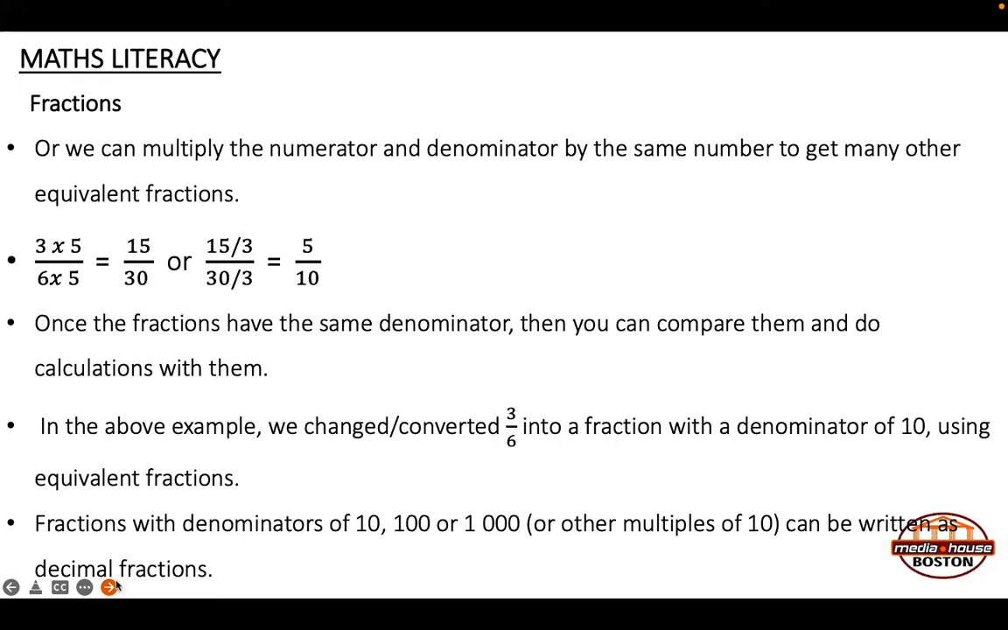So like I said, we can divide or multiply. So here we can multiply the numerator and the denominator by the same number to get many other equivalent fractions. So 3 times 5, 6 times 5 is 15 over 30. Or 15 divided by 3, 30 divided by 3 is going to give you 5 over 10. So when we simplify it, we get 5 over 10.